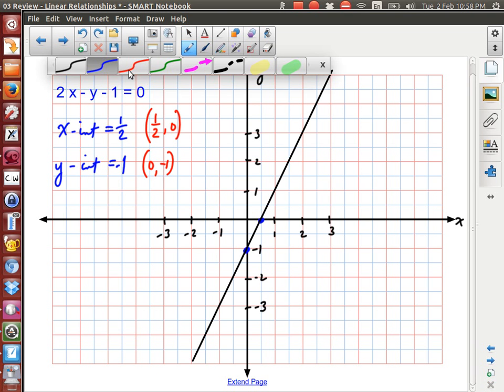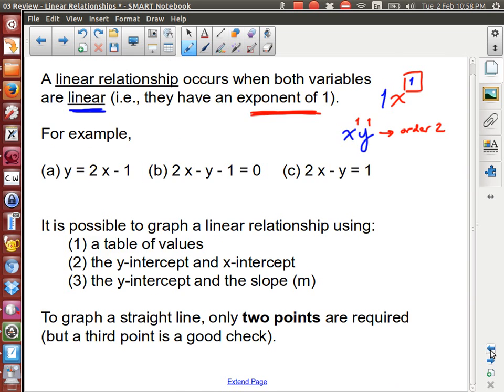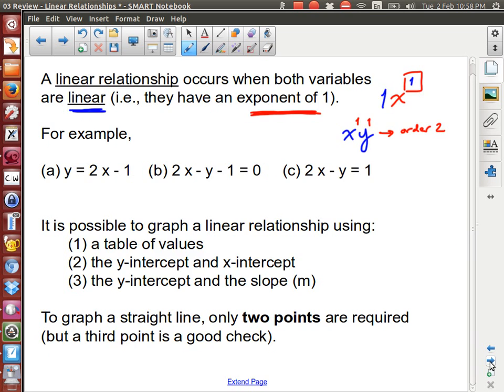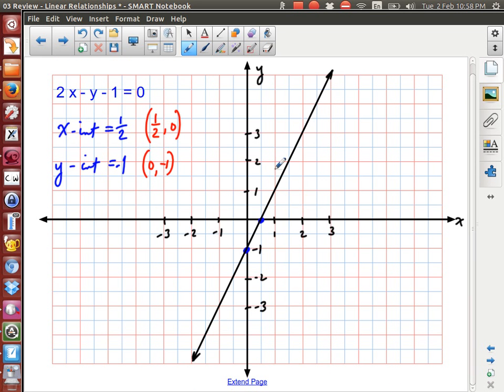And then I will finish up by just drawing in my arrows on the end of this line to show that it extends past. And if you were to look back at the graph we did using a table of values, even just flipping between those pages, I think you can see it's the same line. So we ended up with the same straight line, even though we came up with this line 2 different ways.